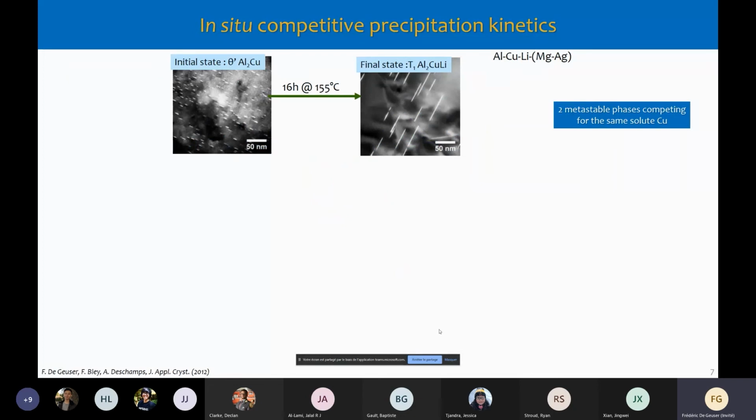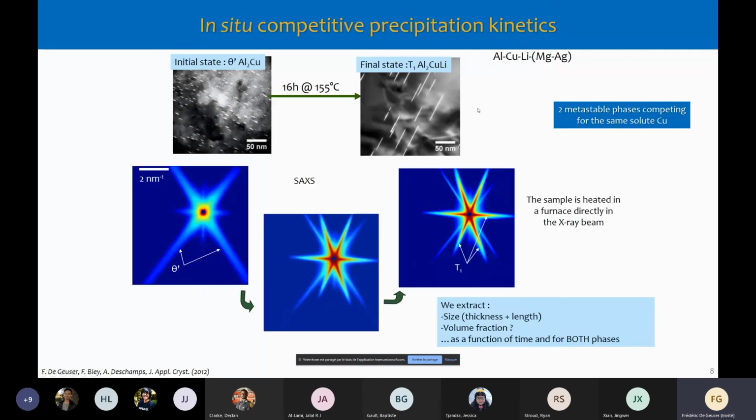So here, what I've done is I've prepared a sample, an initial state, which contains only theta prime, so one of the phases. And I age it at 155 degrees. And at the end of this aging, I have mostly T1s this time, so in the other direction. And if I do this in situ in SACs, this is the kind of images I get. So that's the starting point. I have mostly the theta prime streaks. And at the end, I have mostly the T1s, just still a bit of theta prime.